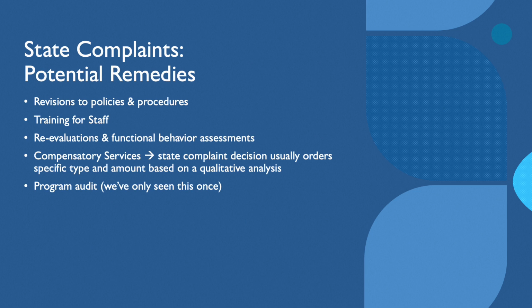Potential remedies that you may expect from the state complaint process are revisions to district or school policies and procedures, training for staff, reevaluations, functional behavior assessments, and compensatory services. Like we mentioned, if they are deemed necessary, a state complaint decision will usually order a specific type and amount of compensatory services based on a qualitative analysis. So, these services are not determined on a minute-for-minute basis, but rather the SCO will look at what is needed to put the child in the place they would have been had the violation not occurred.